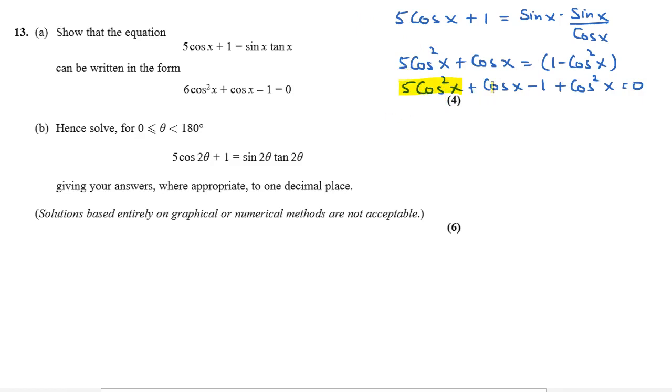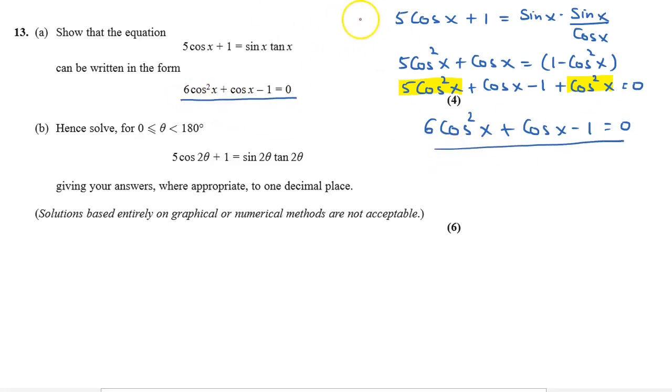So 5 cos square x plus cos square x will be 6 cos square x plus cos x minus 1 is equal to 0. So that is what we were supposed to prove. This is part A. And part B.